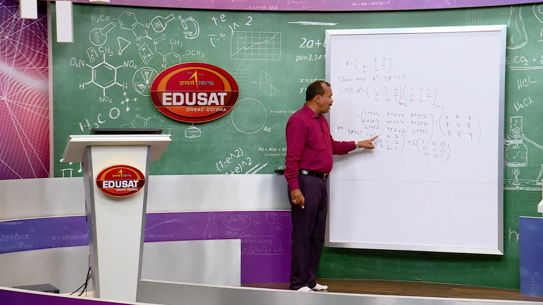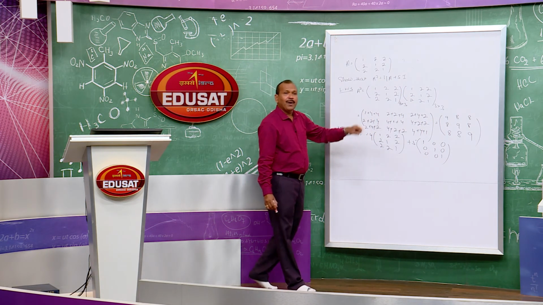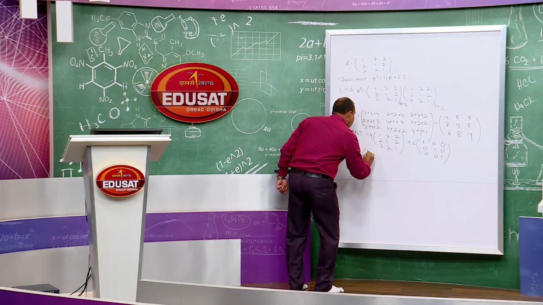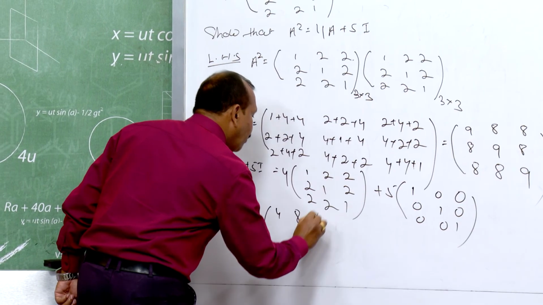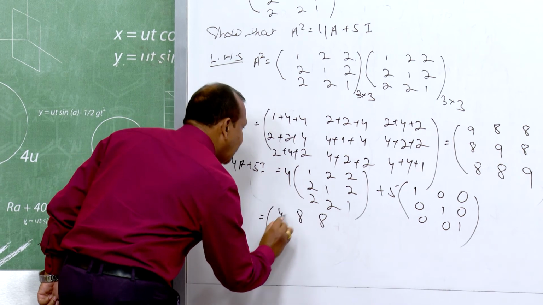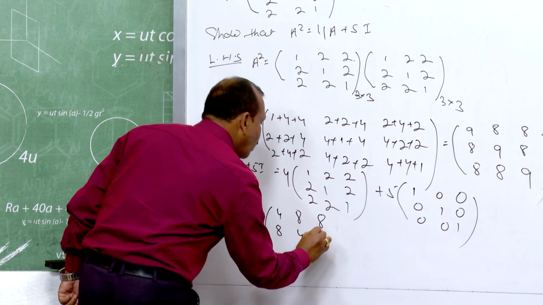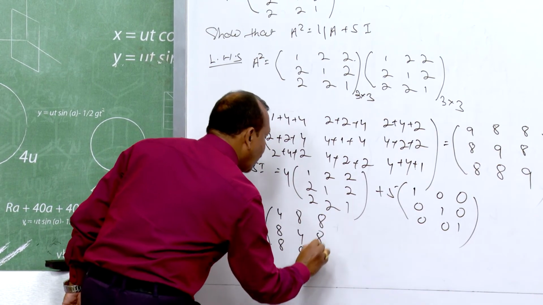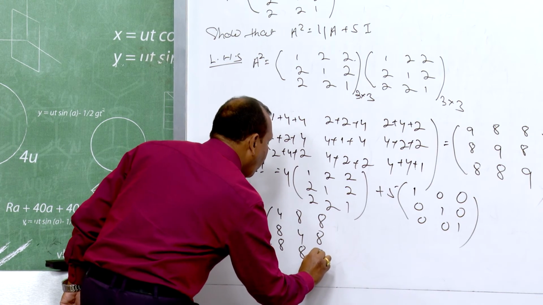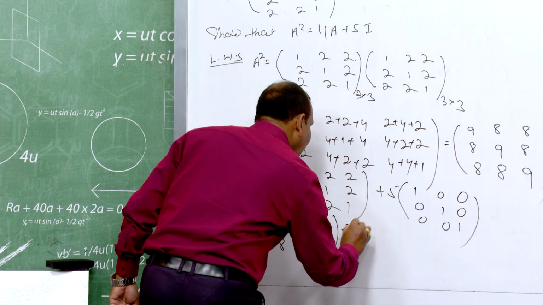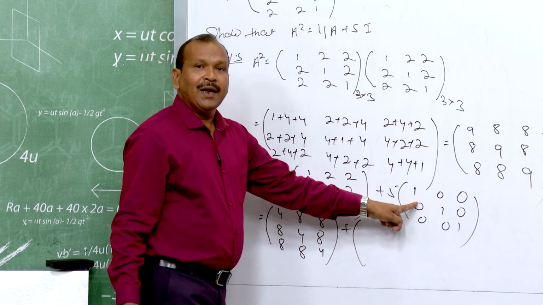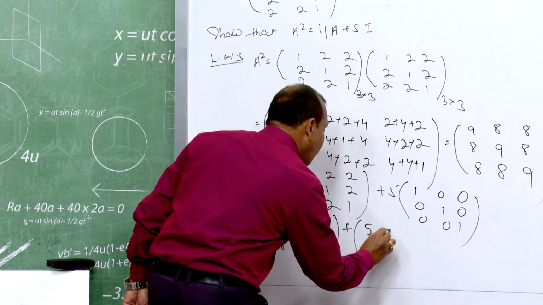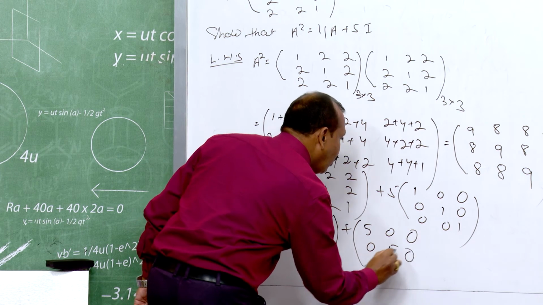Here 4 is a scalar multiplied with a matrix, which means 4 is multiplied with each element of the matrix. That becomes 4 into 2 is equal to 8, 4 into 2 is 8, 4 into 2 is 8, 4 into 1 is equal to 4, 4 into 2 is 8, and so on, giving 4 8 8, 8 4 8, 8 8 4. Plus 5 is a scalar multiplied with the unit matrix, so 5 is multiplied with each element, then we have 5 0 0, 0 5 0, 0 0 5.